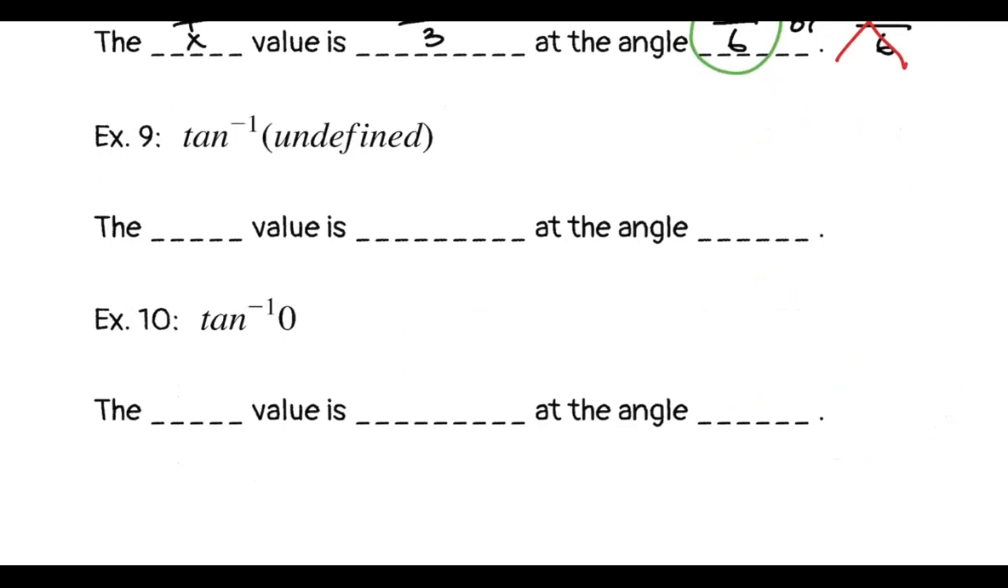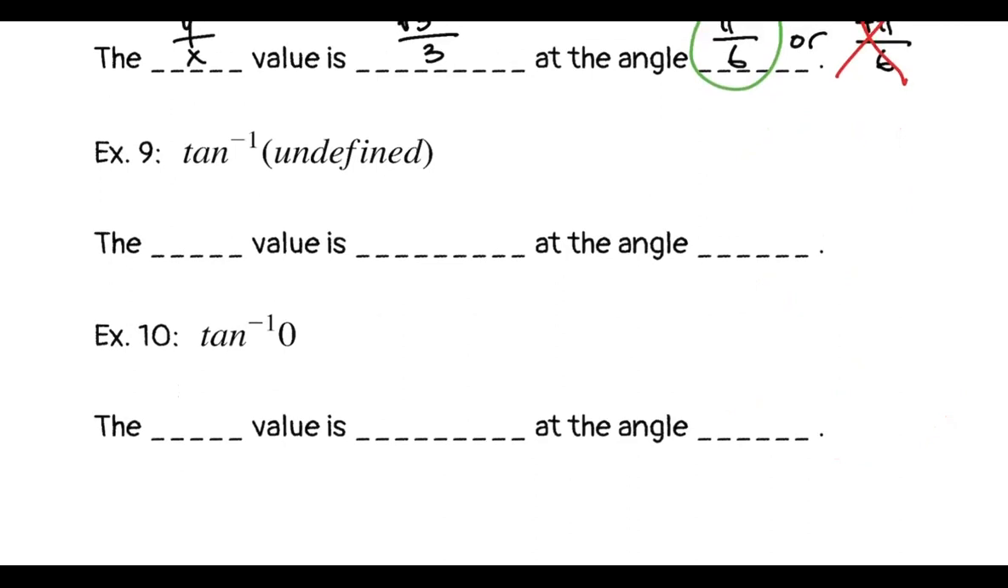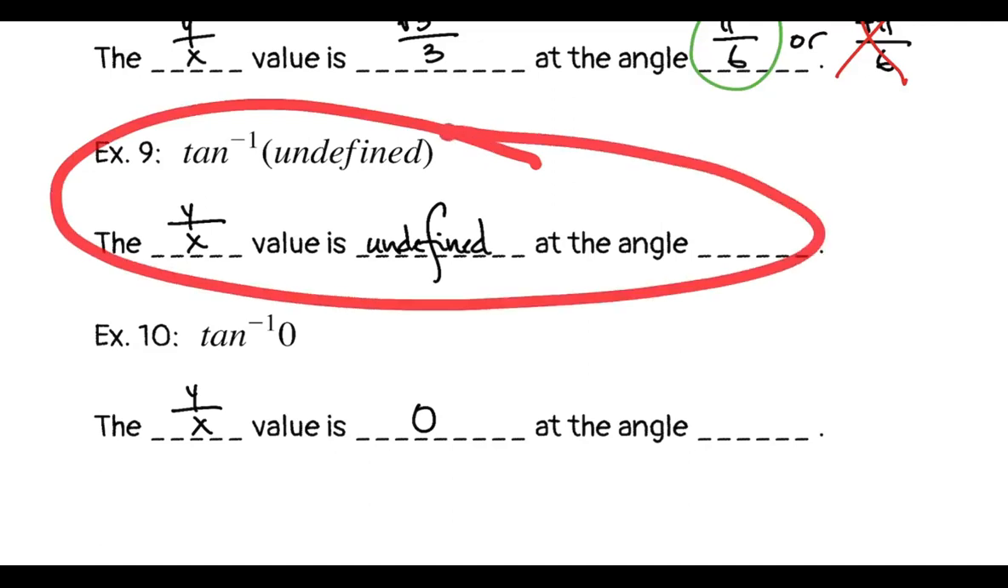Right. All right, we got 2 more examples here. We have inverse tangent of undefined and inverse tangent of 0. All right, so I know in both cases we'll have y over x. And in example 9, I'll have y over x is undefined. And in example 10, I'll have y over x is 0. Okay. Again, tricky cases that we often confuse which one is which. In example 9, what am I really looking for on the unit circle?